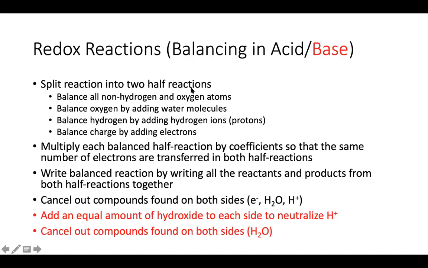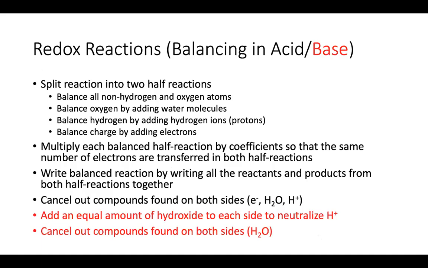Okay, and then balancing redox reactions. One thing to note is balancing here in acid and base. Base is in red because the steps in red are only applicable when you're balancing in a basic environment. Okay, so your first step is to split your reaction into 2 half reactions, right?